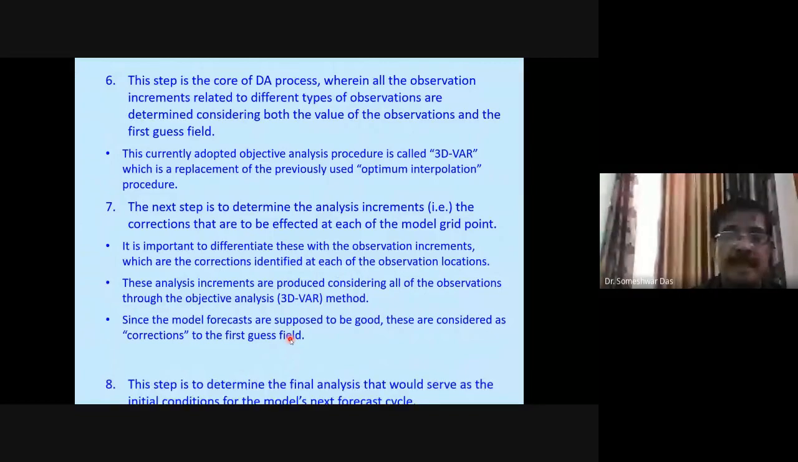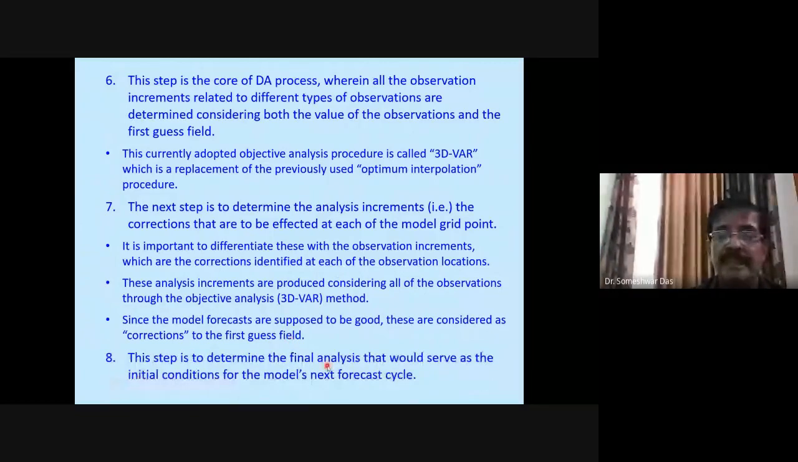This step is to determine the final analysis that would serve as the initial condition for the model's next forecast cycle. So after you have calculated the analysis increments, you add them to the first guess for each model grid point, and then you get the new analysis, or initial condition, to run the model for your next forecast cycle.